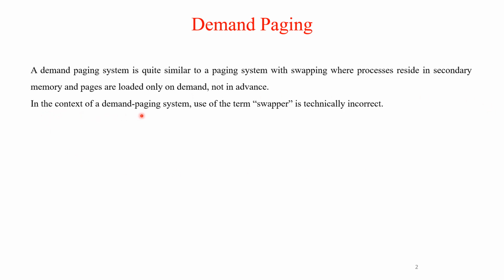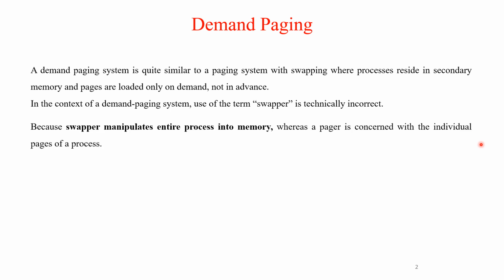In the context of a demand paging system, the use of the term swapper is technically incorrect. Instead of swapper, we will use the term pager. A pager is concerned with individual pages of a process, but a swapper is concerned with the entire process in the memory. Since we are moving only the required page on demand, we should not use the word swapper in demand paging. Instead, we should use the word pager.